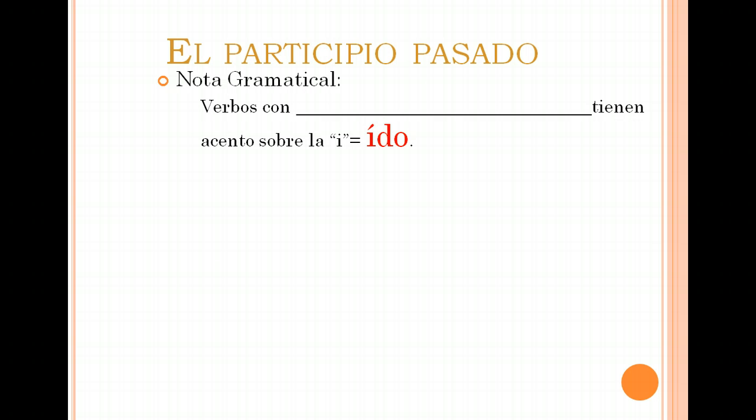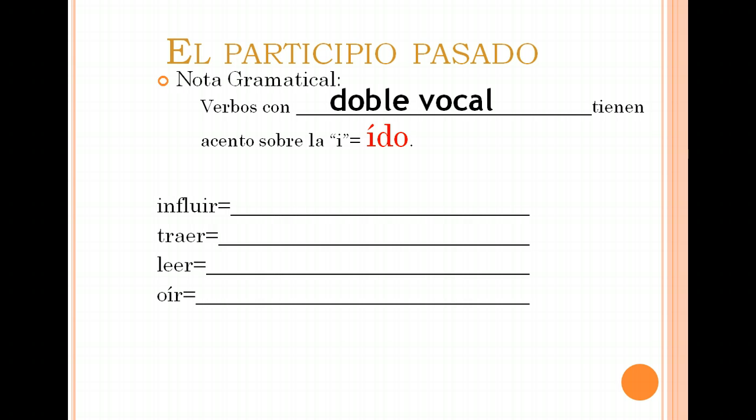Also, if there is a verb with two vowels in a row, like leer or creer or caer, if it ends in ido, you need an accent on the I in ido. So verbs with a double vowel have an accent on the I in ido. So leer would be leído with an accent on the I. Influir will be influido, traer, traído, leer, leído, oír, oído. Again, this is only if it ends in ido.